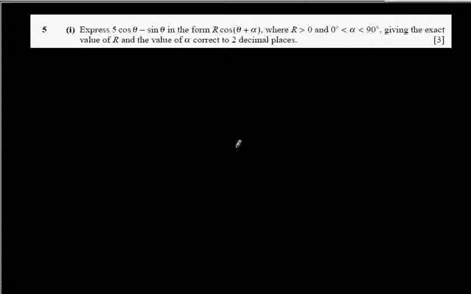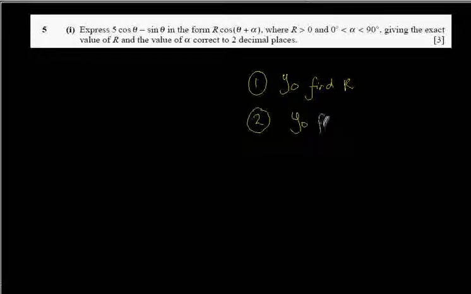Before we can even start this question, we have to know how to get the values of r and alpha. There are 2 steps that we have to keep in mind when trying to rewrite an expression in terms of r cos or r sine. The first step is to find r, and the second step is to find alpha.